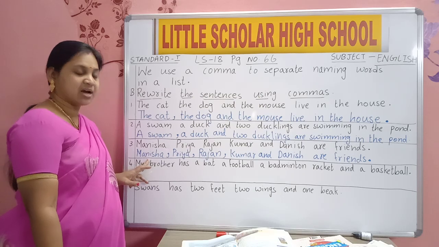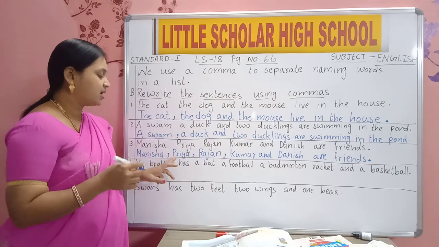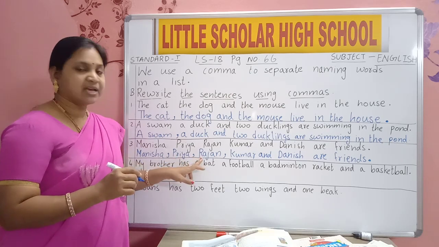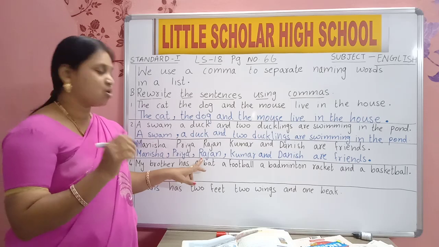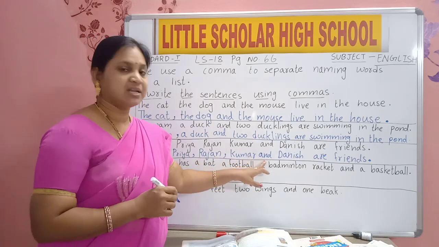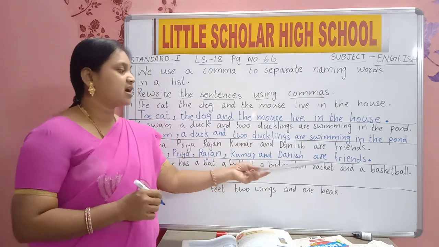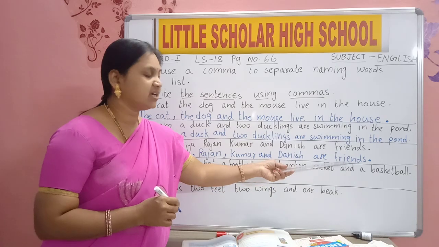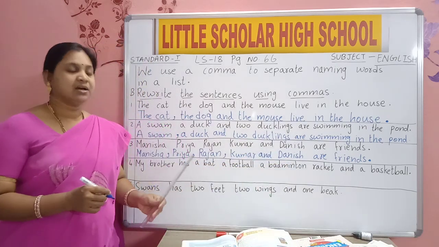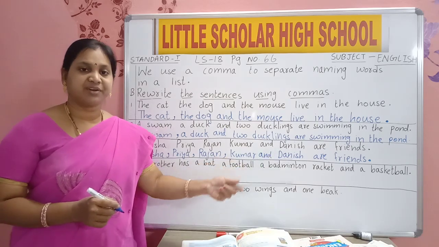Manisha, comma, Priya, comma, Rajan, comma, Kumar and Danish, friends. Manisha, Priya, Rajan, Kumar and Danish are friends.